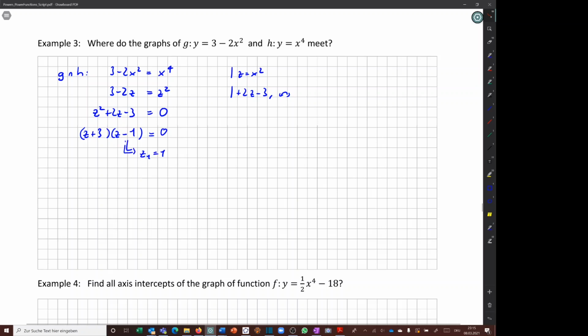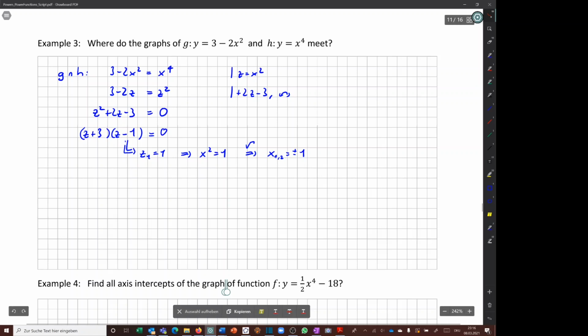Now this yields that the first solution for z, z1, is 1. So what we have to do now is to substitute back. Replace the z1 here by x squared. We get x squared equals 1. And to solve that, we have to take the root. So we get x1,2 equals plus or minus 1.